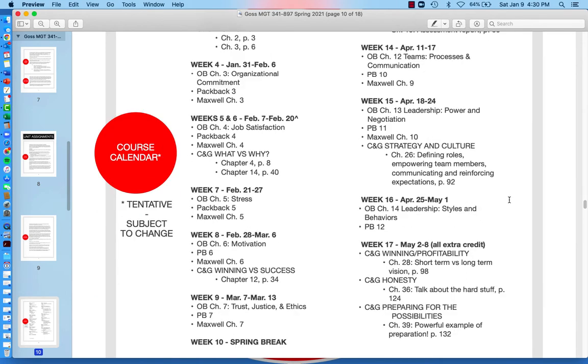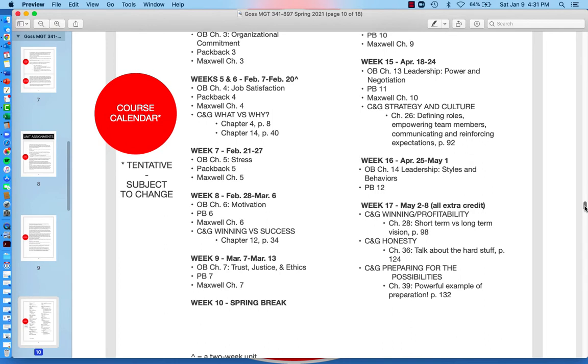Make sure you understand that we're dealing with weeks and units that run pretty well consecutively with those 3 exceptions to that rule. I want to point out one more thing on the calendar for you. The last week is all extra credit.